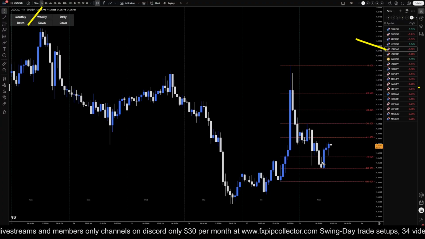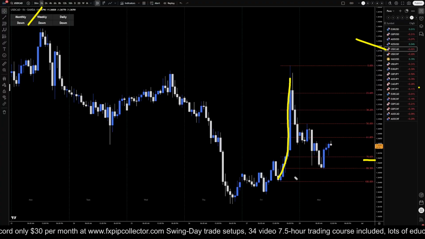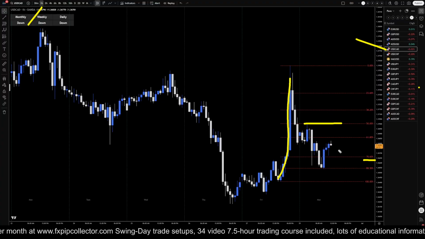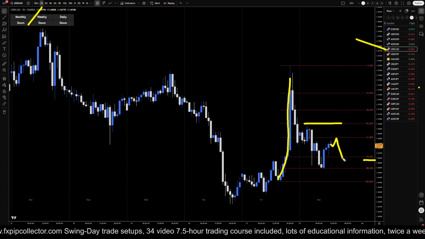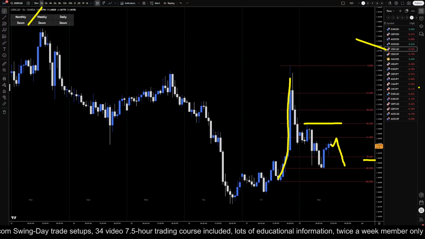On the US dollar Canadian, we did make a pretty nice little bounce this morning, but because it went below the 78% of the last impulsive move up, I'm actually thinking that this is not going to go up and break structure, but instead it's probably going to end up making a lower high and likely making another push to the downside.